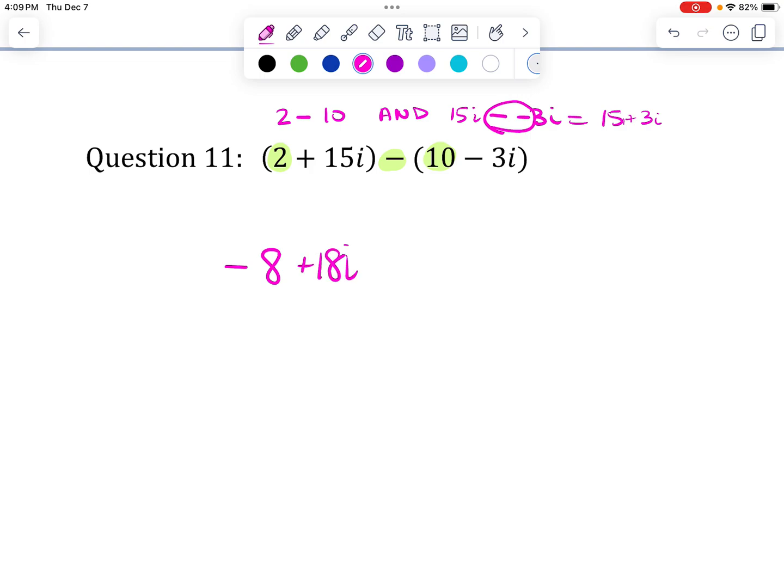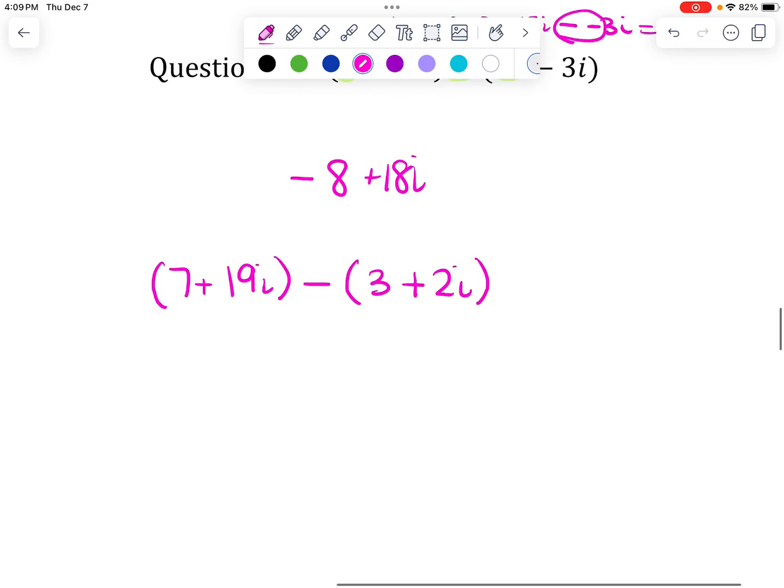So let me show you just one more example of that, right? If I had 7 plus 19i minus 3 plus 2i. If somebody asks me to subtract, I just subtract the things that are the same. So 7 minus 3, that's 4. 19i minus 2i is, sorry, 17i, and that would be my final answer.